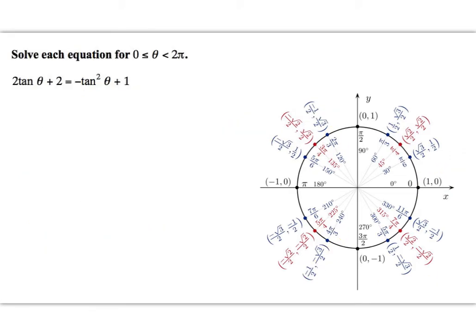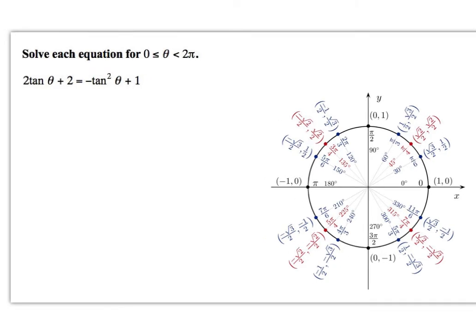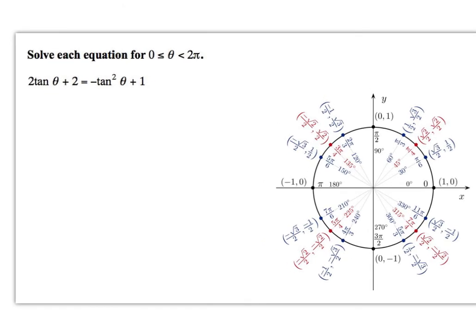Let's look at another one of these involving tangent. Here I've got some squared stuff, some not squared stuff. Let's bring everything over to the same side. I'm going to make my tangent squared part positive and add that to both sides. So we've got tangent squared theta plus 2 tangent of theta, and I'm going to add 1 to both sides to get plus 1, and that's equal to 0.